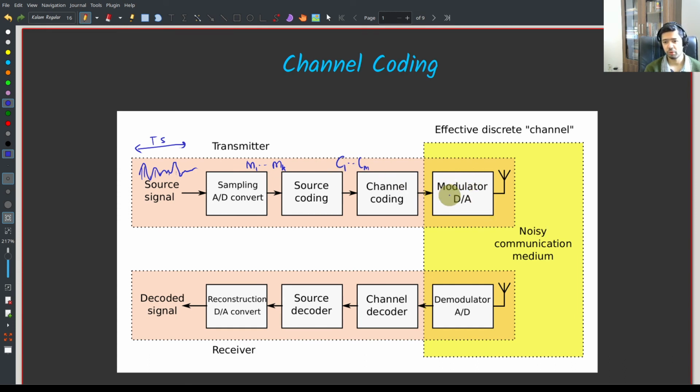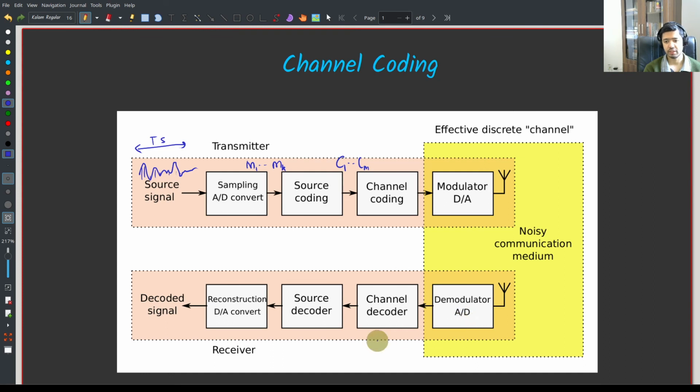But then there are some other blocks. There is a modulator and the demodulator, which convert whatever discrete time signal you give as input into a form which can be sent across the medium, through the antenna. So we have a modulator and a digital to analog converter, which converts a sequence of bits or a sequence of symbols in some finite alphabet to a continuous time signal, which is sent across the wireless communication channel, or it could be a wired communication channel, it doesn't matter.